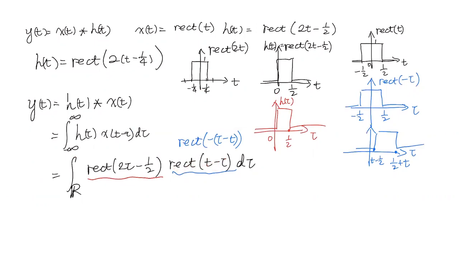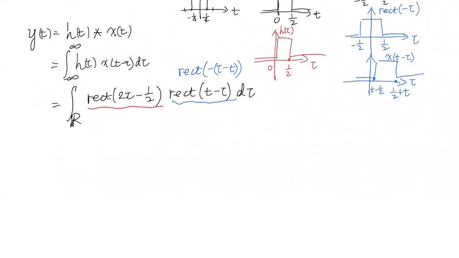So what is this? This is actually x of t minus tau. I just write it x of t minus tau here. Note this x of t minus tau graph is actually a function of tau now. So you're going to multiply this h of tau with this x of t minus tau, then you're going to integrate, the sum of the area under the curve. So now let's get started with doing that.